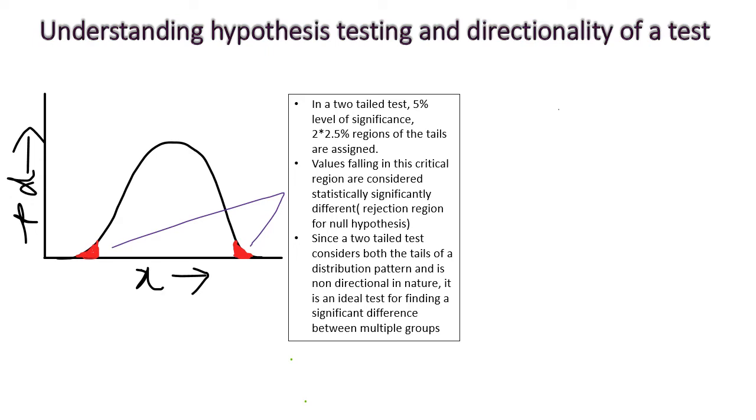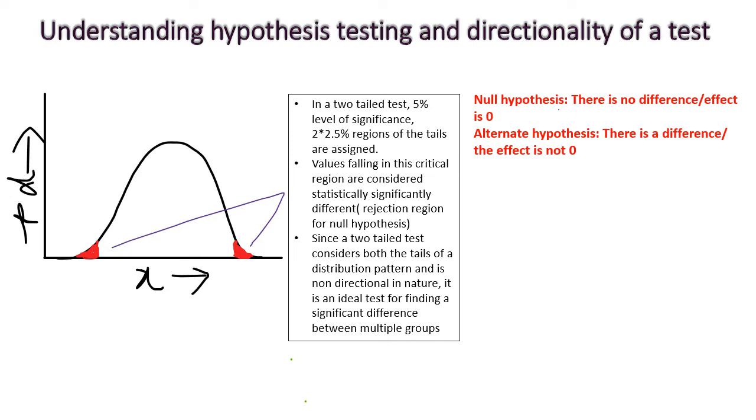Also it helps to remember that since a two-tailed test considers both the tails of the distribution pattern and is non-directional in nature, it is an ideal test for finding a significant difference between multiple groups when we don't have a pre-existing idea about the directionality, which is usually the case in a lot of research. So in a lot of research work, we don't really have an idea if there is a sense of directionality, so it is safe to perform a two-tailed test in those cases.